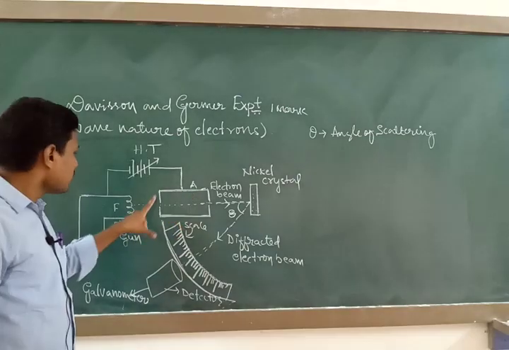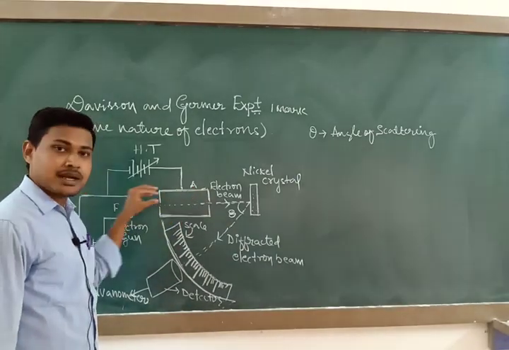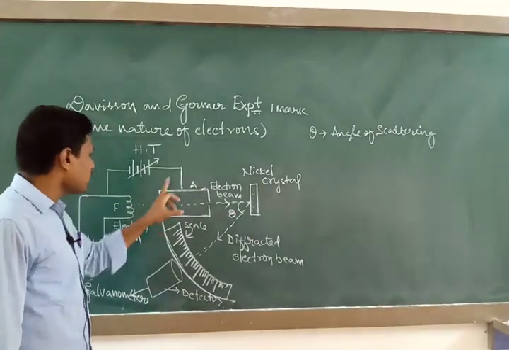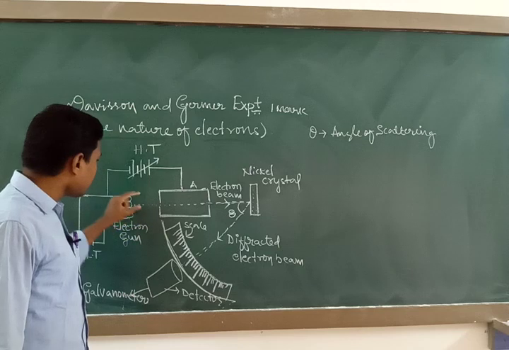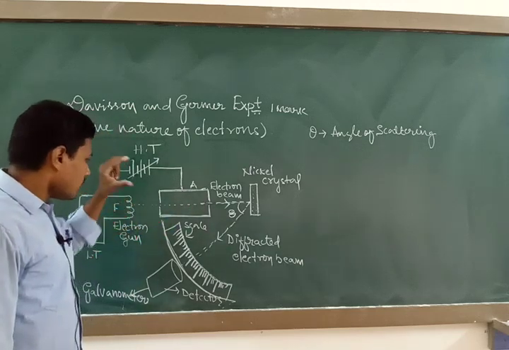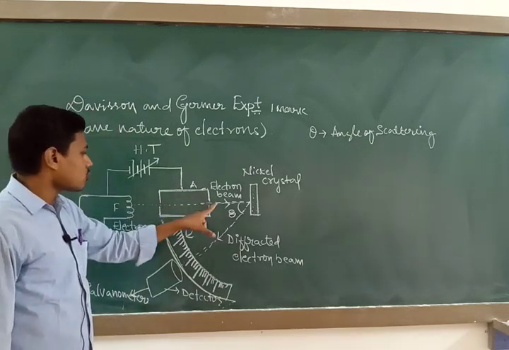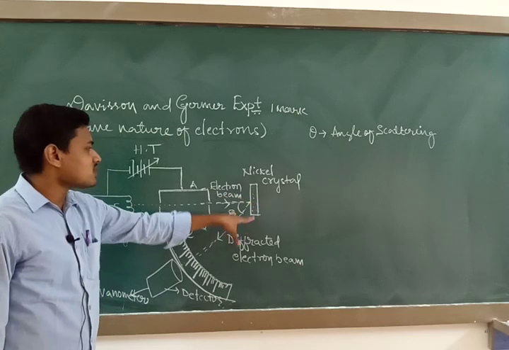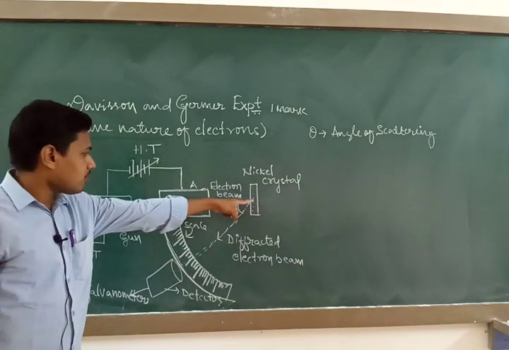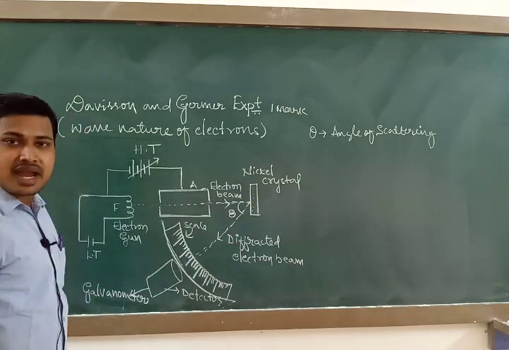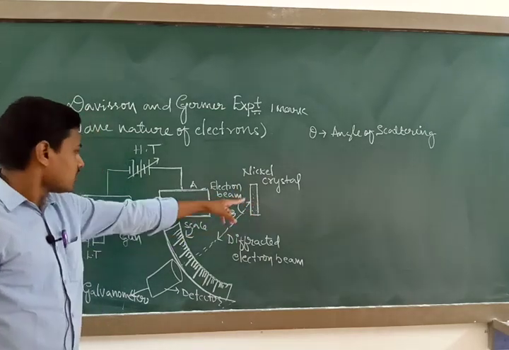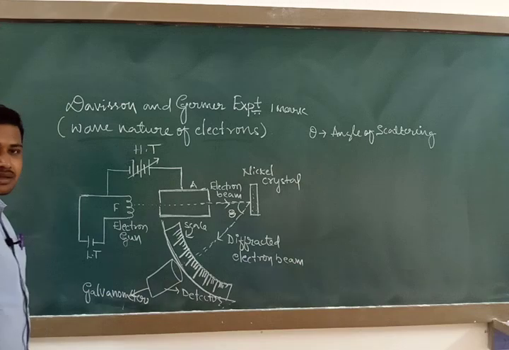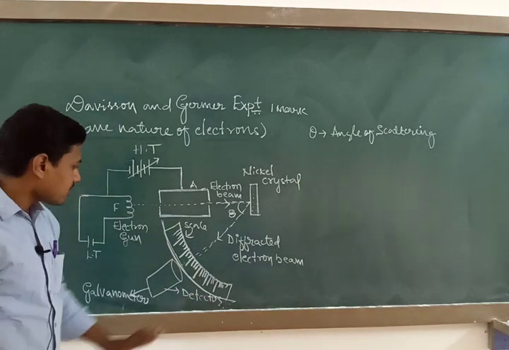What is this anode? The anode makes a collimated, very narrow beam of electrons from those emitted by the filament. When the electrons pass through this anode, they become a collimated electron beam. Such a beam is incident on the nickel crystal and gets scattered. There is a collision of the electrons with the nickel atoms, and the electrons get scattered into different directions.